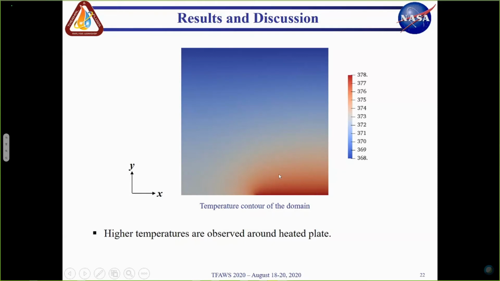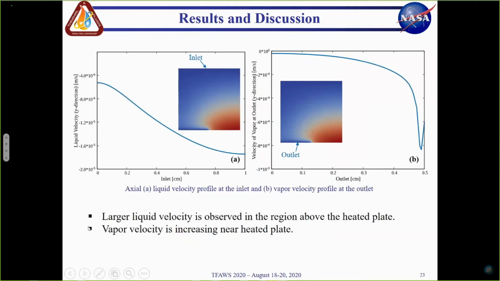Here we can see the temperature contour of the domain, and at the heated plate the temperature gradient is higher. With a higher temperature gradient, higher temperature can be seen, and you can observe lower temperature around this inlet, as the temperature at the inlet is set at 368 Kelvin.